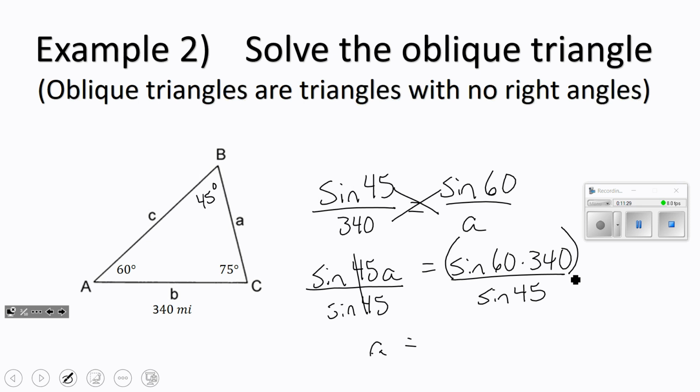So what do you get? Let's go ahead and just round to the nearest whole number. 416. Okay, so we know A is 416 miles. Okay, how would you set up C?